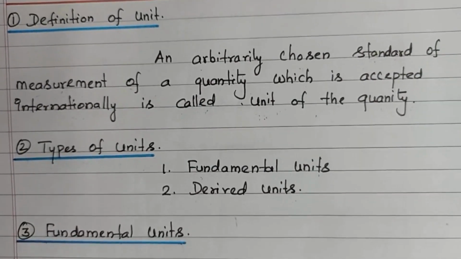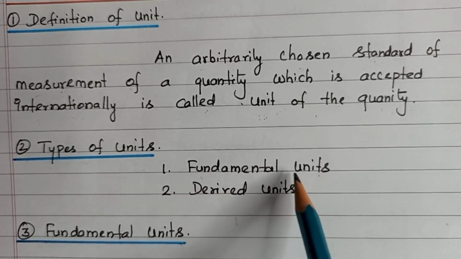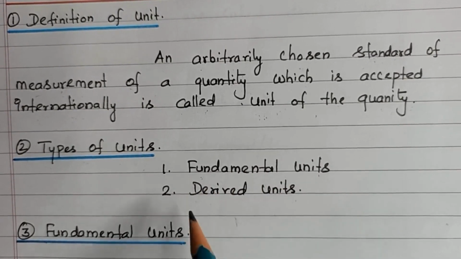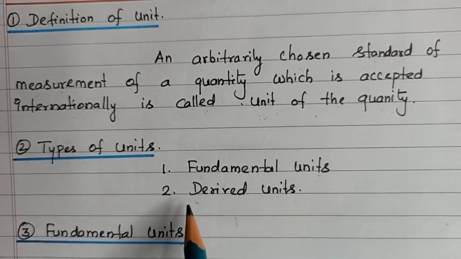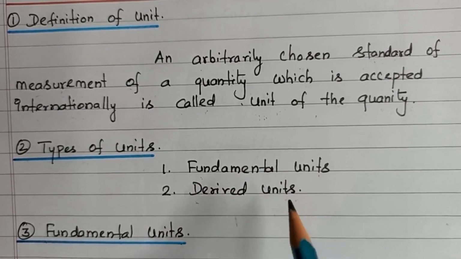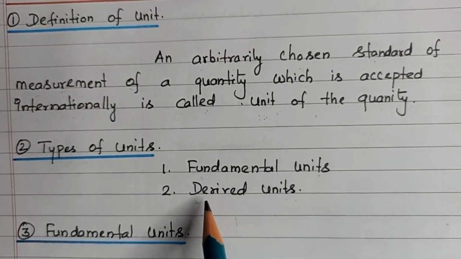Types of units, fundamental units and derived units. The units of fundamental quantities are called fundamental units. The units of derived quantities are called derived units. Derived units are obtained by multiplication or division of base units. They are called derived units.